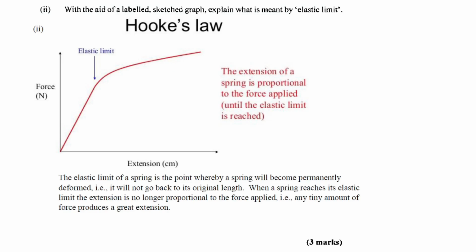So this is what the graph of Hooke's law typically looks like. You have a straight line originating from the origin, and that shows proportionality, and up to a certain point it then doesn't have that characteristic anymore and starts to curve and taper off. That point is where the elastic limit should be labeled, and the elastic limit of a spring is the point whereby the spring will become permanently deformed and it will not go back to its original length, right?